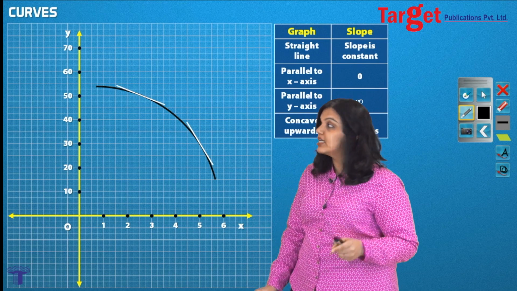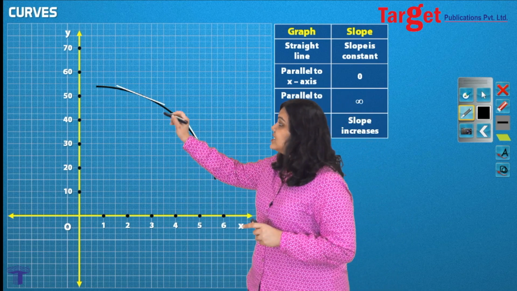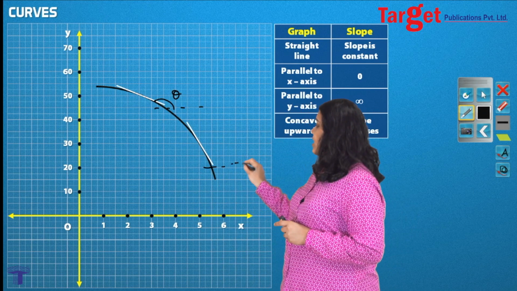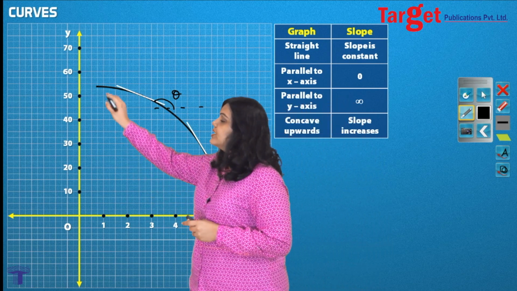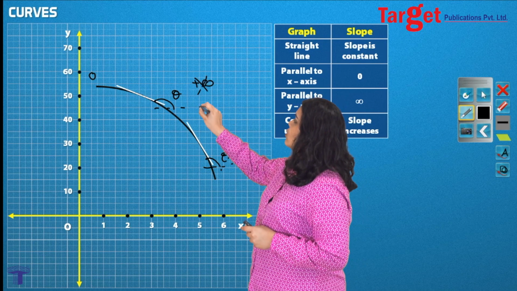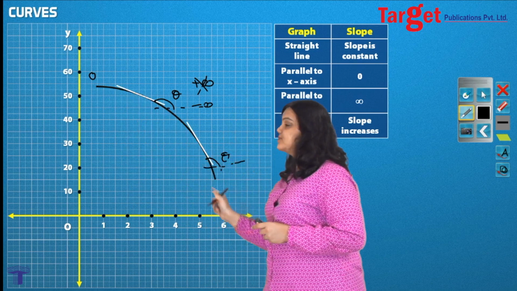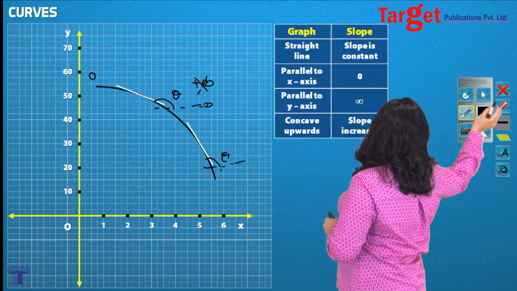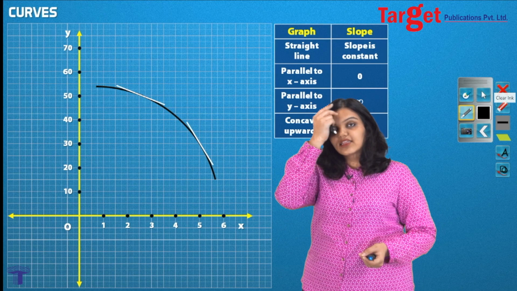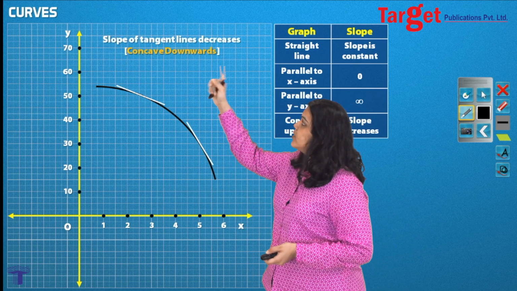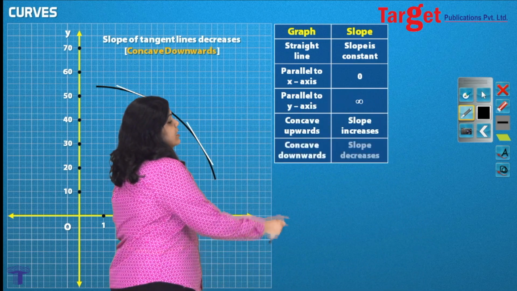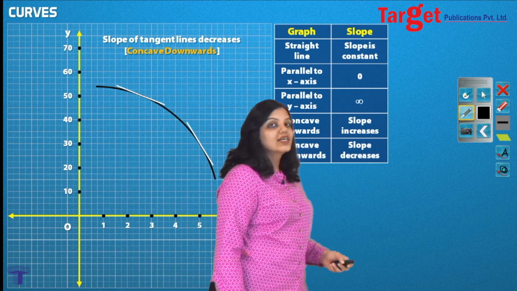But remember, these lines are not the same as before. These lines are making obtuse angles, and because these lines are making obtuse angles, you are not really going from 0 to plus infinity. You are actually going from 0 to minus infinity, because these slopes are negative, which means that your slope is not increasing but it is decreasing. So in this case, the slope is decreasing. Whenever you have a concave downwards graph, your slope is decreasing. Let's put that in our table. Every time you see a concave downwards graph, your slope decreases.